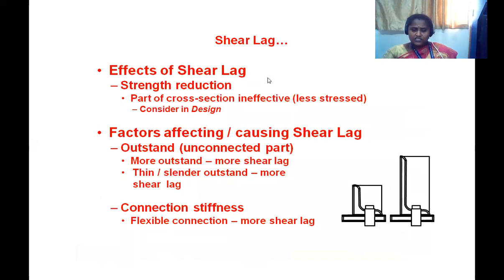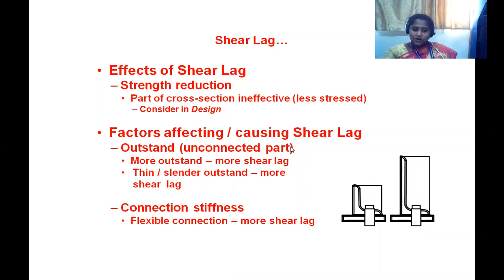So effects of shear lag, what will happen? Strength reduction. Part of the cross section will be ineffective if the shear lag process is not happening correctly. Factors affecting shear lag: the main factor is the outstanding leg. See, in an angle section, one leg will be connected and the other leg will be outstanding. Because of this outstanding leg, the process of shear lag may affect.